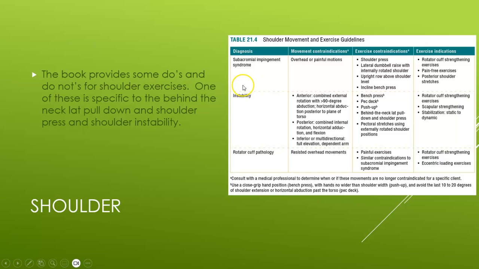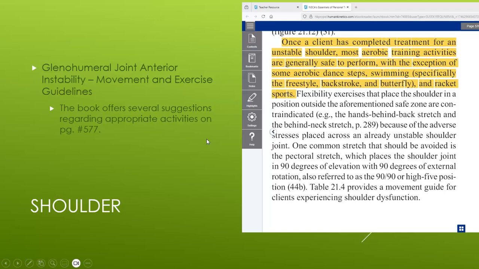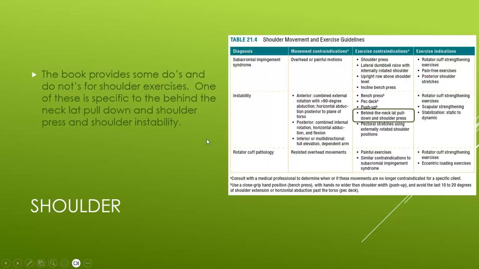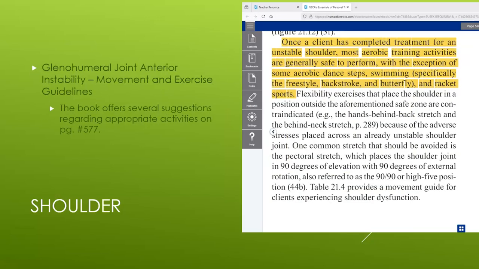So when you have shoulder instability, one of the contraindications is to not do behind the neck lat pull down or behind the neck shoulder press. Just remember that for later on. Whoops, sorry, let me get that little box on there so it helps remind you. All right, GH joint anterior instability, movement and exercise guidelines. The book offers several suggestions on this regarding activities.